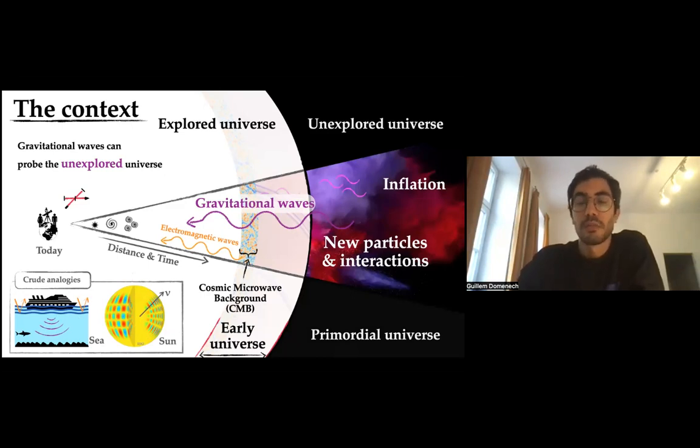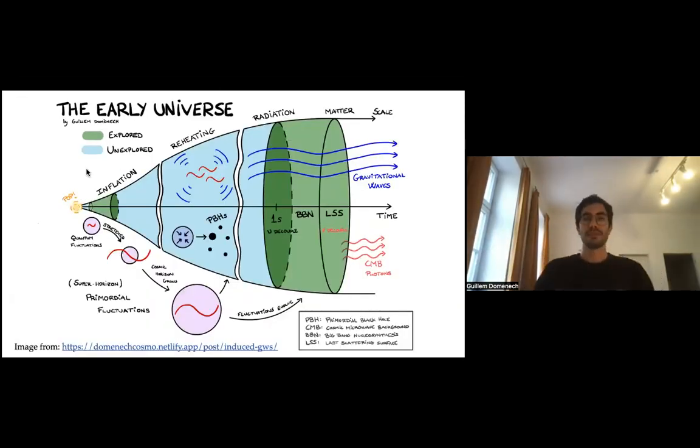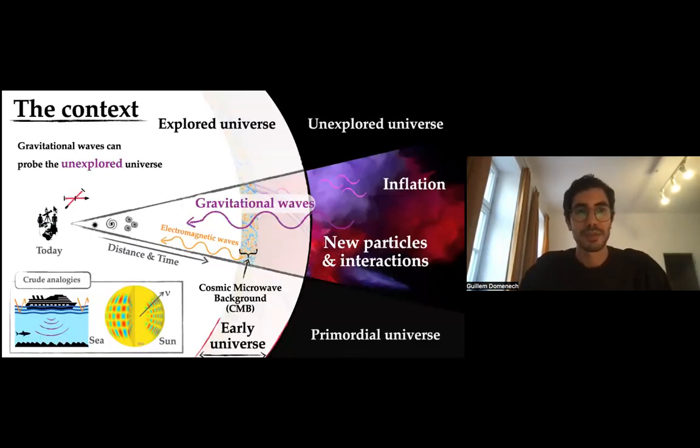For example, we could learn something more about inflation, which is the mechanism that generated all known fluctuations in the universe, especially these primordial fluctuations. But we can also learn about anything that happened since inflation and afterwards, maybe some new interactions, new particles, and many other things that could happen here. So gravitational waves have the potential to probe the unexplored universe. This picture goes from today to the past. Now let me zoom in on this primordial universe, inflation and the cosmic microwave background.